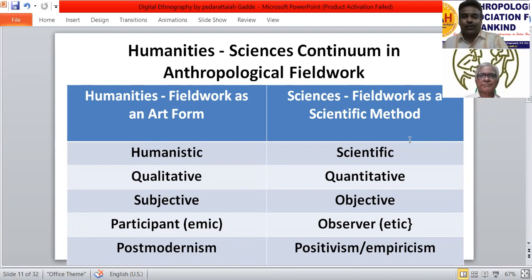Traditionally, let me repeat, traditionally, the self-image of anthropologists has been that of humanists and scientists. And they did not see any necessary contradiction between the two approaches. Eric Wolf is famous for his assertion that anthropology is a bridging discipline between the sciences and humanities.